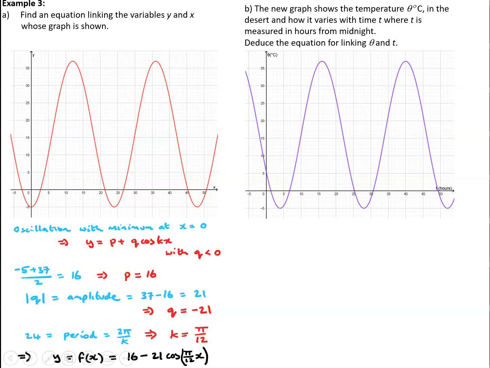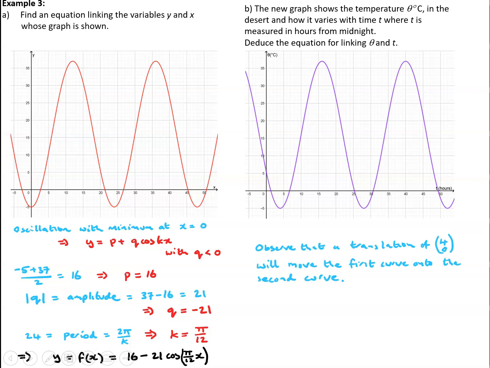Now the important thing to notice is that these two graphs are very closely related. If we take our original graph that we considered in part A and simply shift it by 4 units in the x direction, we will get the graph that we've got as our theta time graph. If we recall from our functions work, if we start off with a curve of y equals f of x and translate it by (4, 0), then we obtain the graph y equals f of x minus 4.